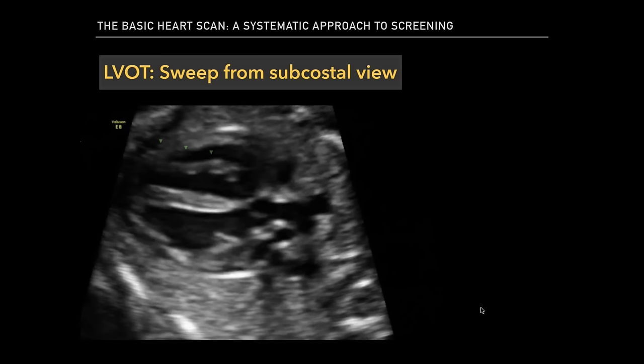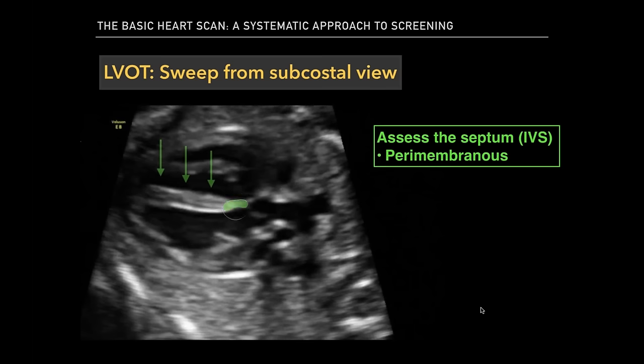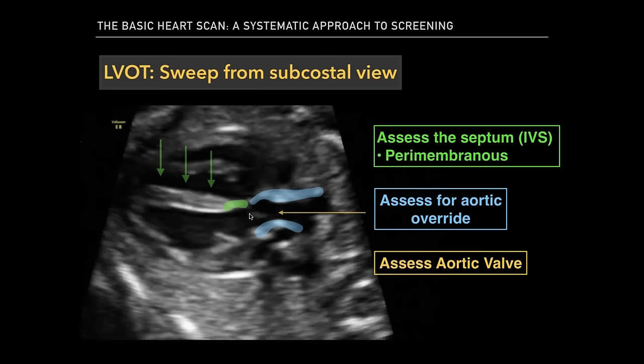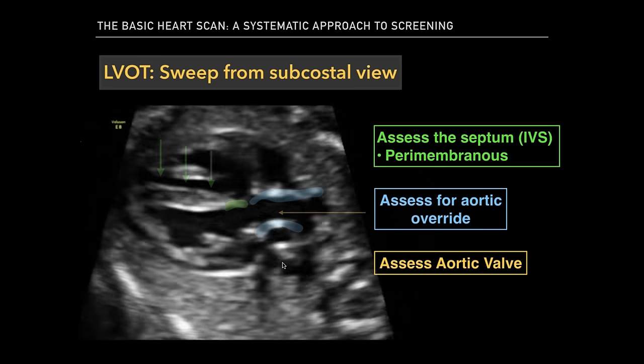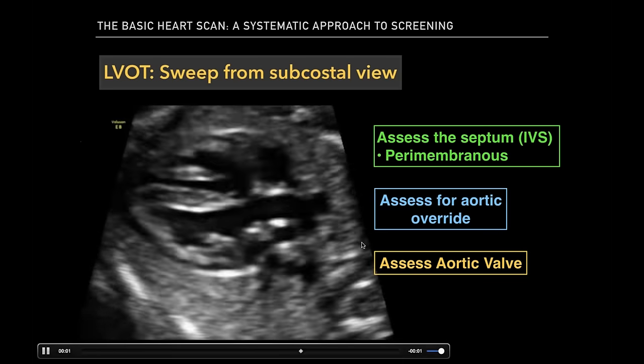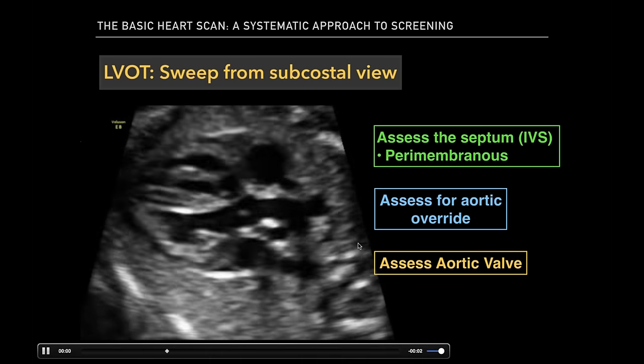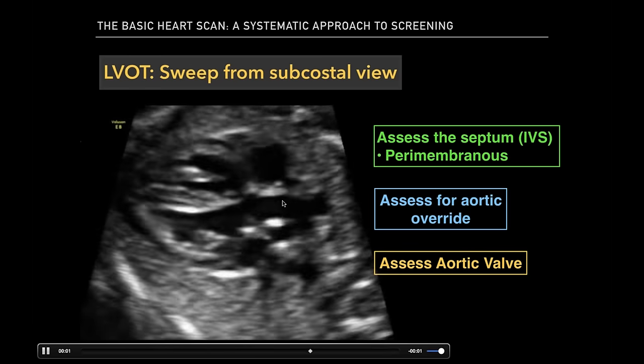So here's a sweep from the subcostal view in which the beam is perpendicular to the septum. Here we're able to assess the septum for perimembranous VSDs. Also, in this view, we are able to assess for any possible aortic override. We're able to see the continuity of the anterior wall of the aorta with the interventricular septum and also the posterior wall of the aorta with the mitral valve. And we are also able to assess the aortic valve as the leaflets come and go in systole and diastole, and they're thin, delicate leaflets.